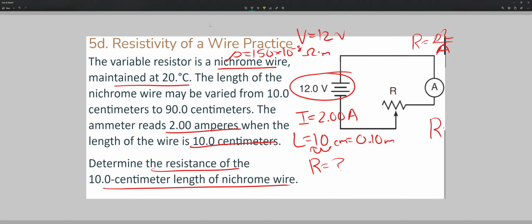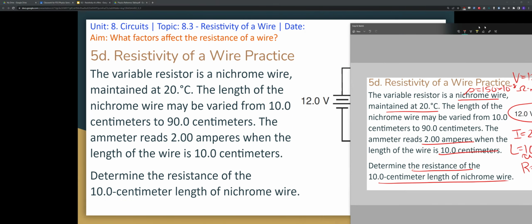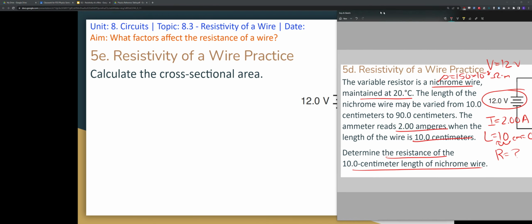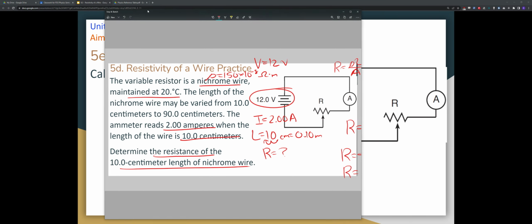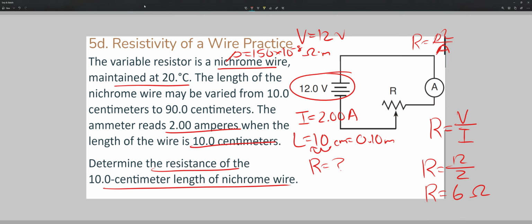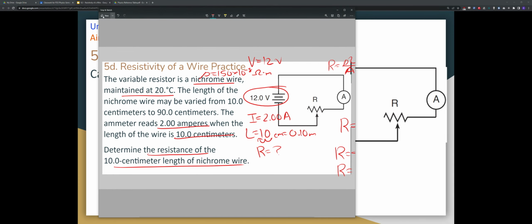But what we can do here is use Ohm's law. We know that the voltage of this circuit is 12 volts and the current of this circuit is 2 amps. And so 12 divided by 2 is going to give you 6 ohms. And that's how we can determine the resistance there. But now we want to calculate my cross-sectional area.